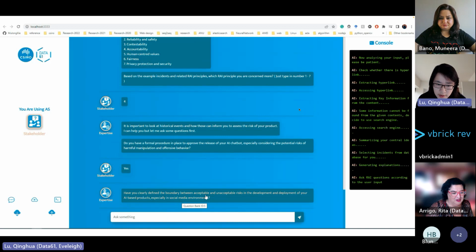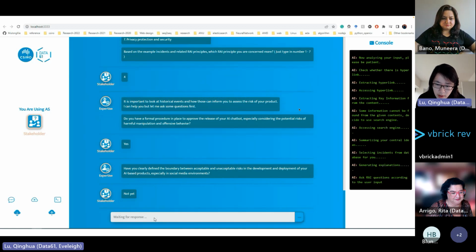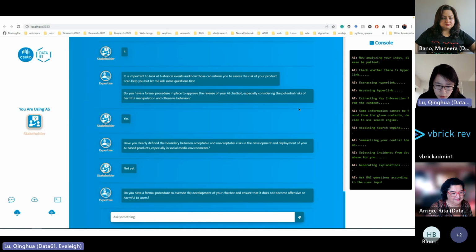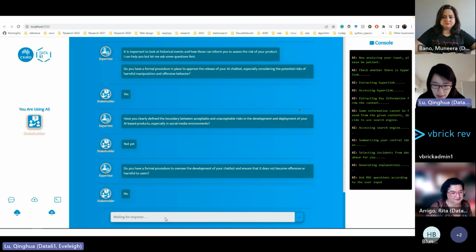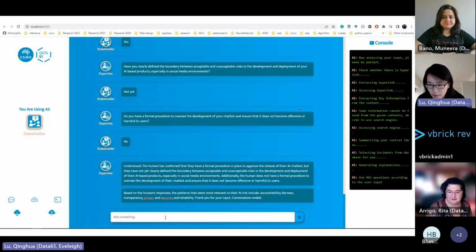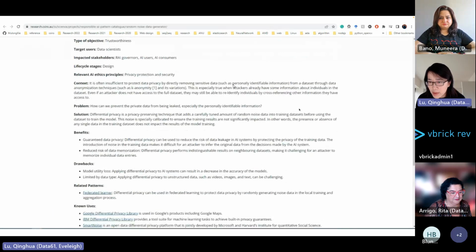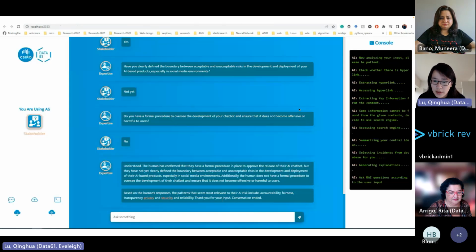Then the tool asks the second question: have you clearly defined the boundary between acceptable and unacceptable risk? He answered not yet. Then the tool asks follow-up questions until it feels it has collected enough context information to give the assessment. Because we are still working on the metrics, we just give a very brief summary of the risk assessment. Based on the keywords, we link with our pattern catalog, so we recommend related patterns for the stakeholders to consider to manage their AI risk.